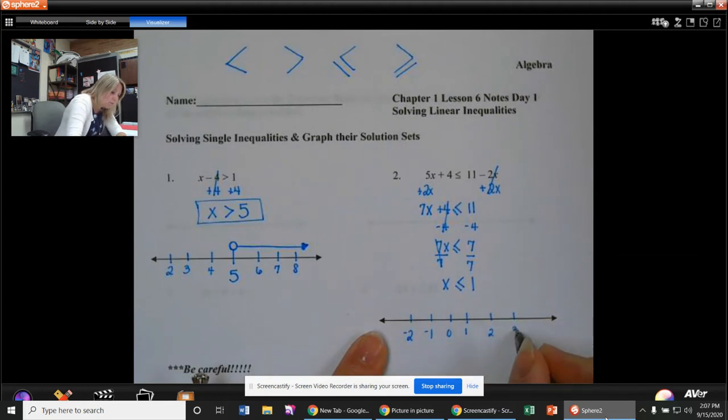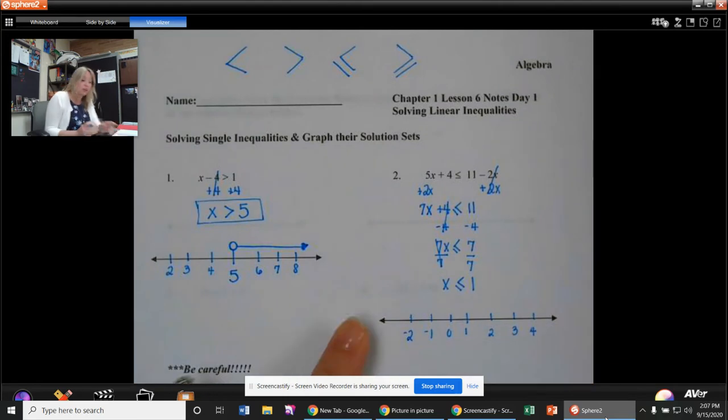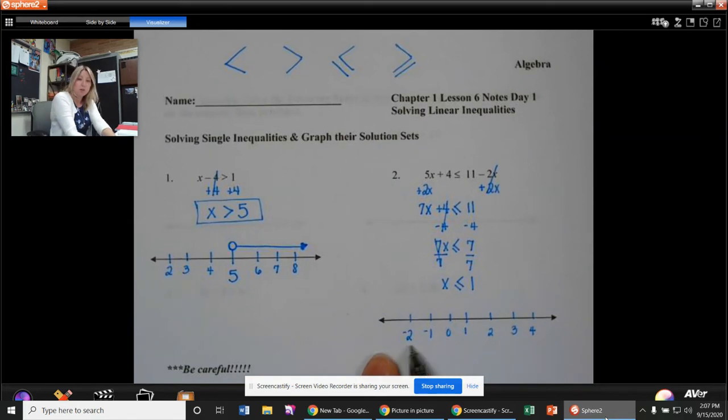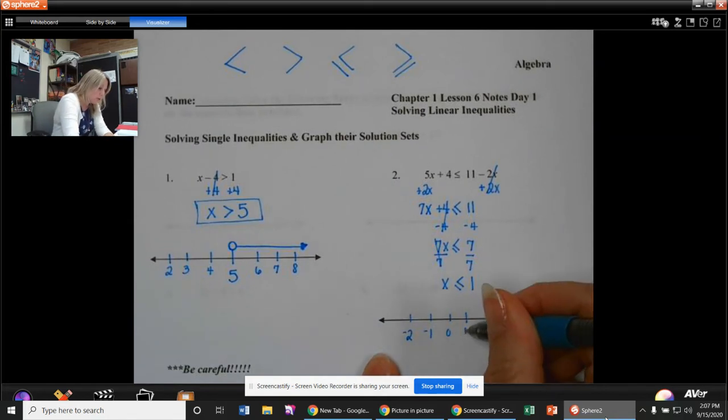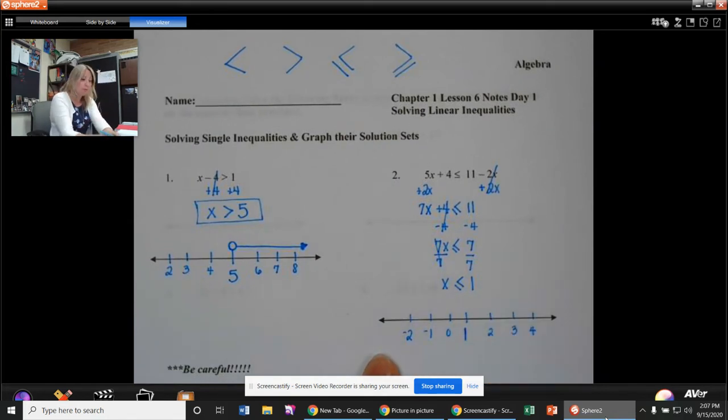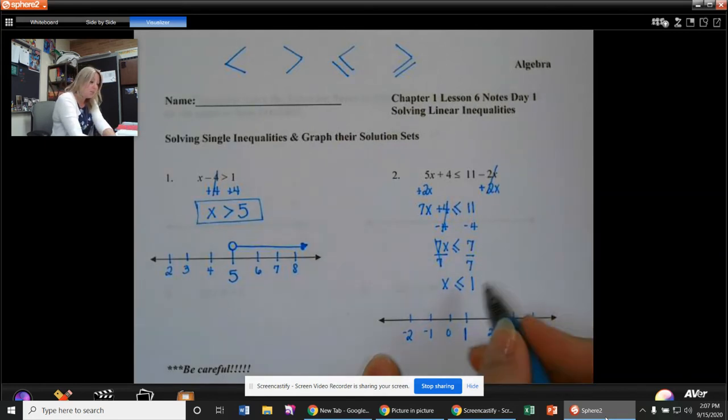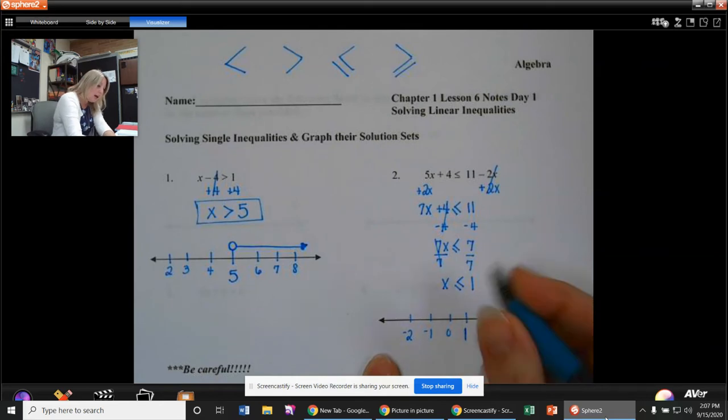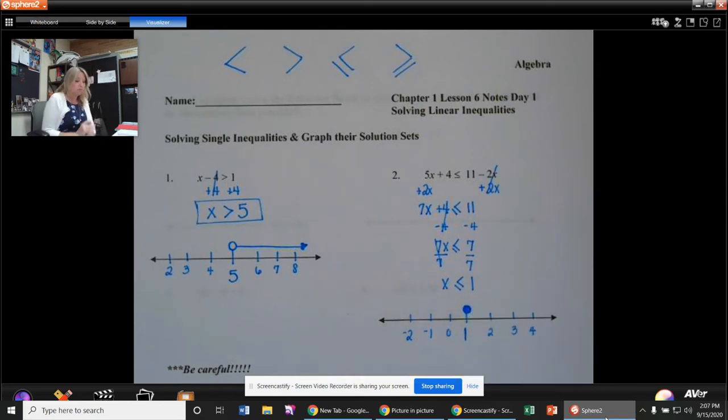So again, what I'm doing is I put 1 in the center of my number line. I put dashes on each side. I kept my scale the same. So I've got a couple numbers smaller than 1, a couple numbers bigger than 1, but I've got my number in question in the middle of my number line. This time, because I've got the equal to part, I get to do another part, which is fill in my circle. Okay, so I filled in my circle.